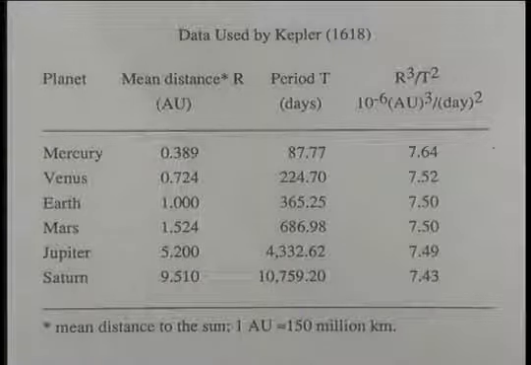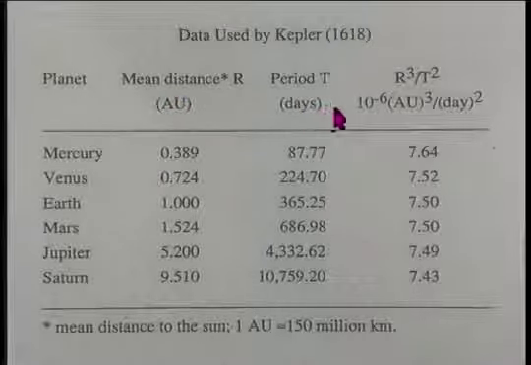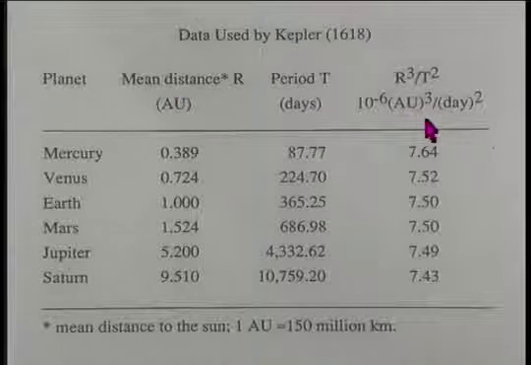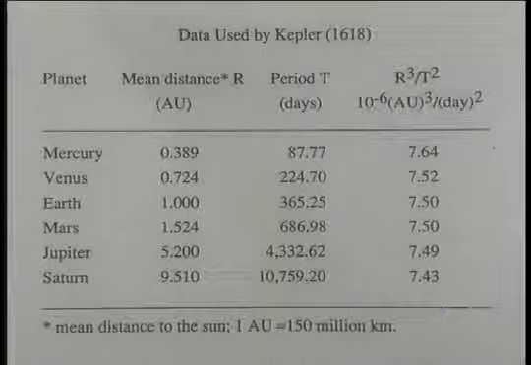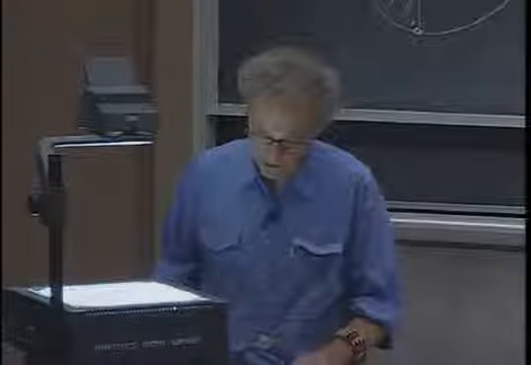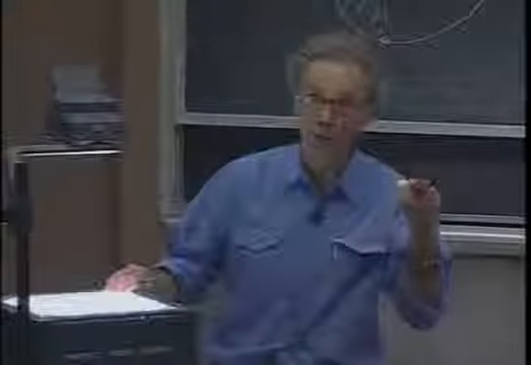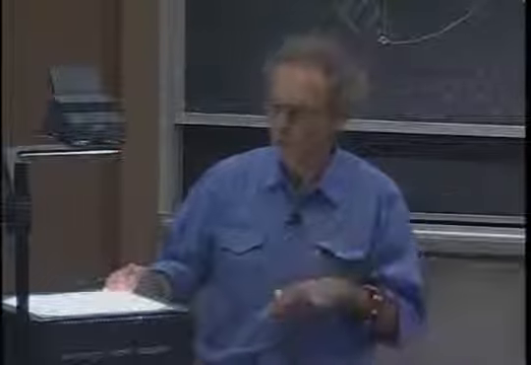And then when he takes this number to the power 3 and this number squared and he divides the two, then he gets numbers which are amazingly constant. And that is his third law. His third law leads immediately to the inverse square dependence of gravity, which he was not aware of, but Newton later put that all together.